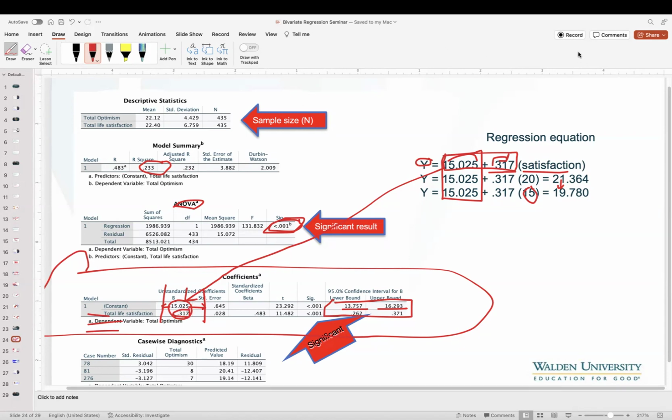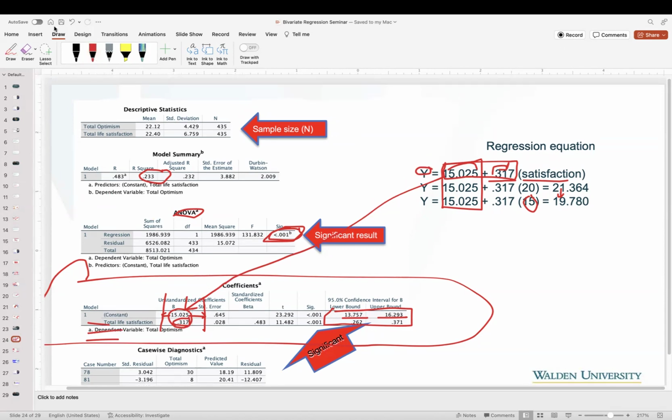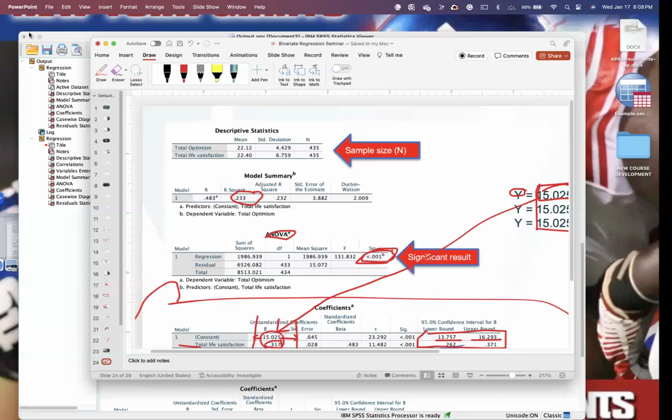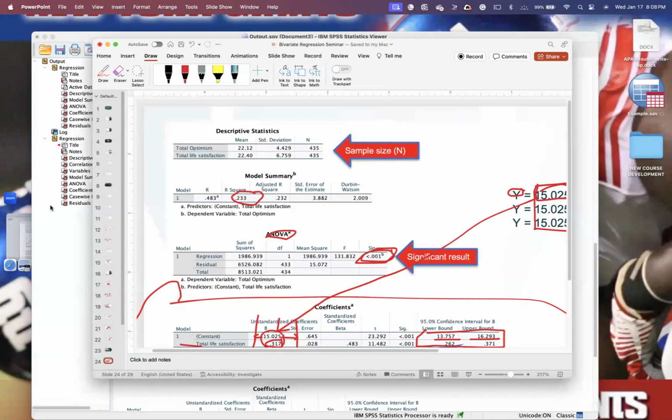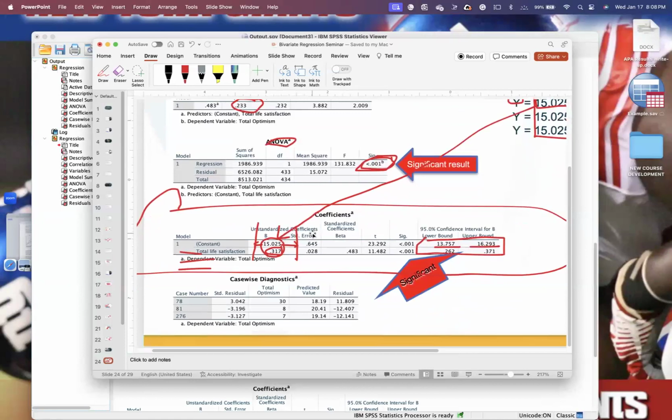So now, if we were to go back to our very first slide, let me see here. Please, can I ask a quick question? Yes. Please, when you're looking at the case-wise diagnostics again, what are we looking for? I'm so sorry. Outliers.